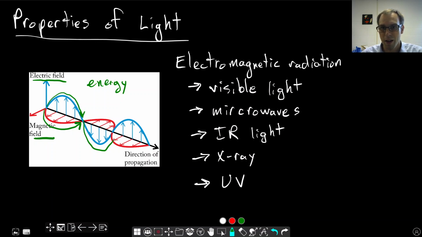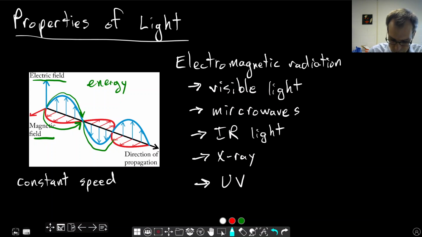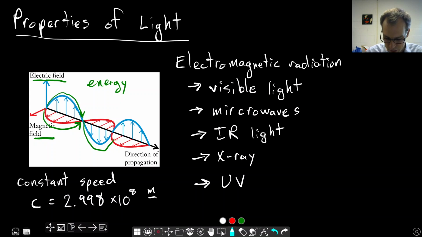So, how do we understand this light, and how do we make sense out of it? Well, there are some properties of electromagnetic radiation that tell us what kind of light we have and what sort of energy it has. So, one property of electromagnetic radiation or light is that it has a constant speed. And this is the speed of light that we call c. We give it the symbol c. And it is equal to 2.998, and we can add some more digits, times 10 to the 8th meters per second.